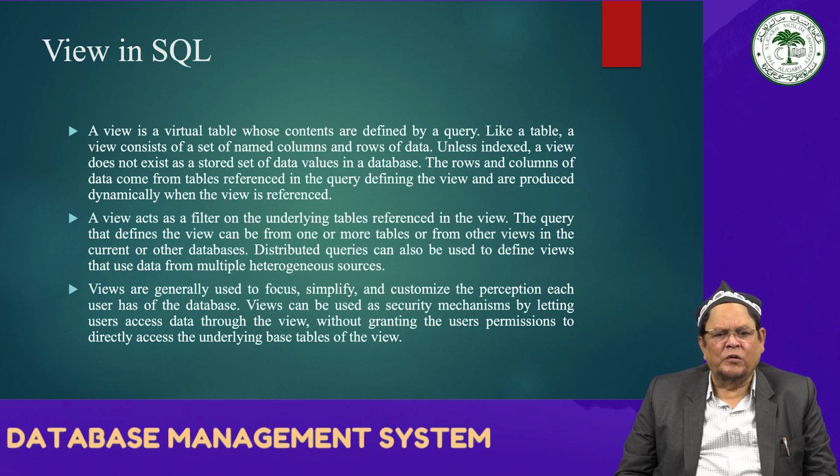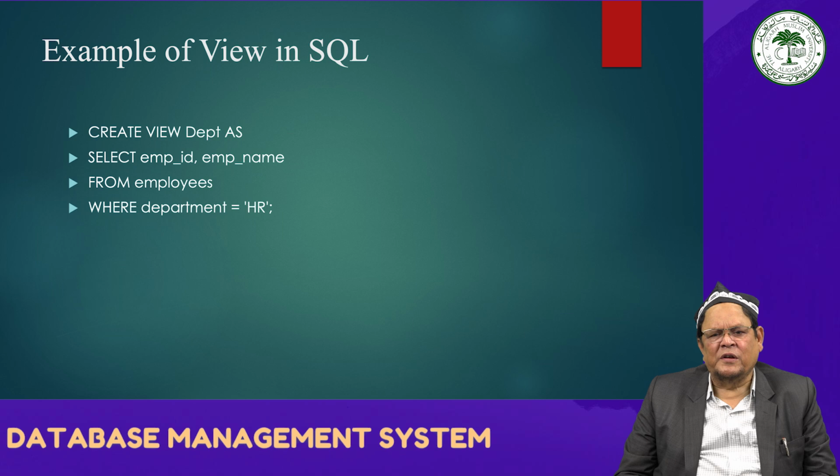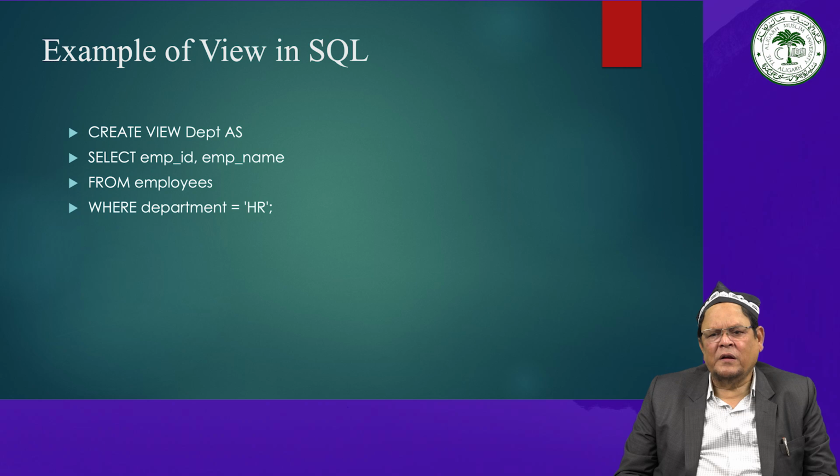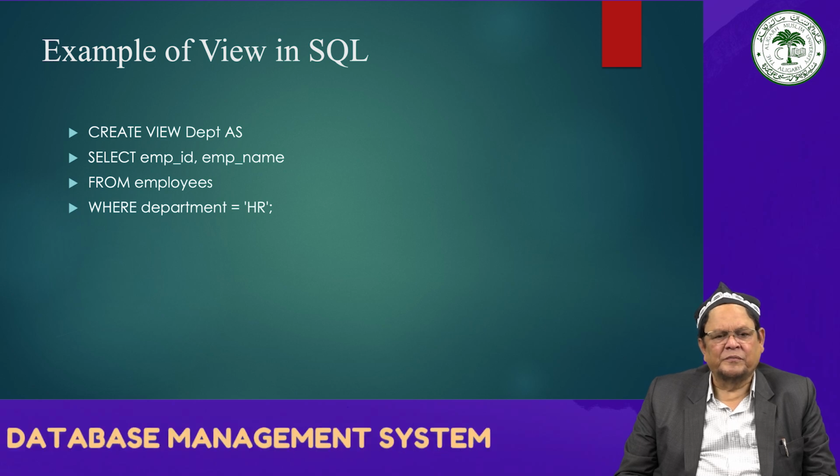Let us take one example. Let's say we have a database with a table named employee containing columns of employee ID, name, and department. We can create a view called department that displays only the employee ID and the name of employees in the HR department. This example demonstrates how views can be used to simplify data access, customize perspectives, and provide security mechanisms in database management systems.